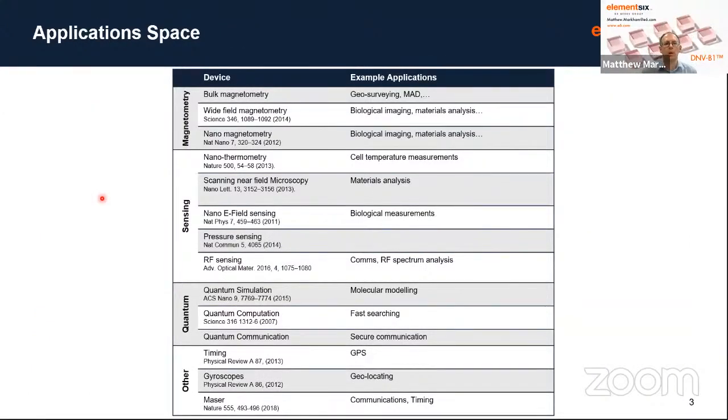So what are people thinking about doing with these things? Well, there are lots of different applications. I'm going to talk today just about the magnetometry side of things, but you can also do lots of different types of sensing, such as thermometry, using it as a temperature sensor. We're going to hear today from Quantum Brilliance, who are going to talk about quantum computation. And then you can also do other things such as making masers, and I'll talk about that later. What's pretty unique about diamond is you get to cover all these applications with the one platform material.